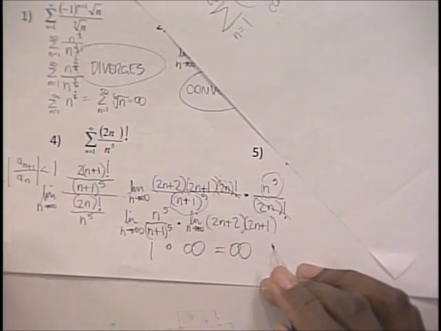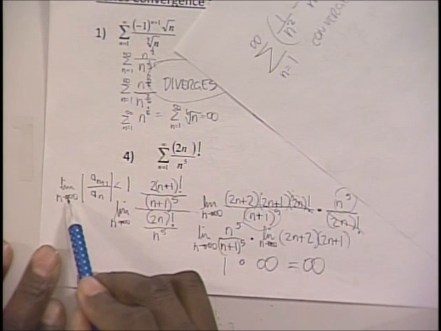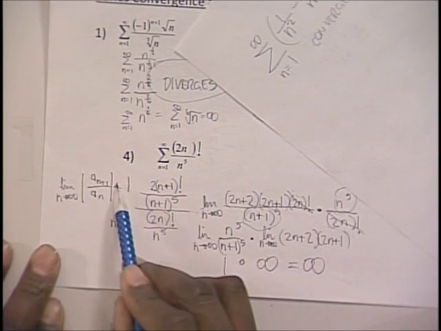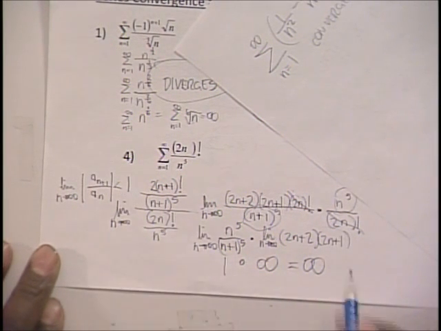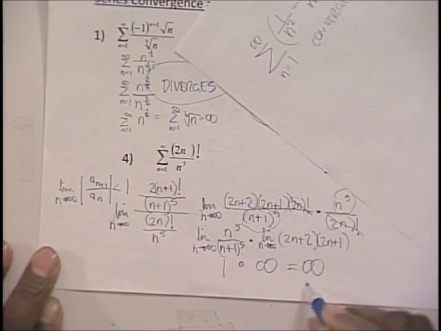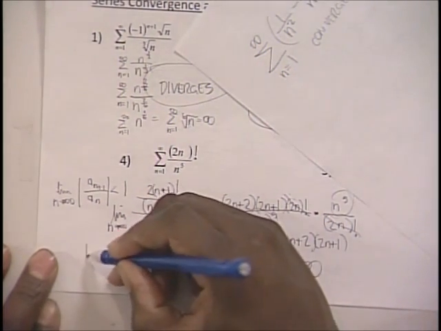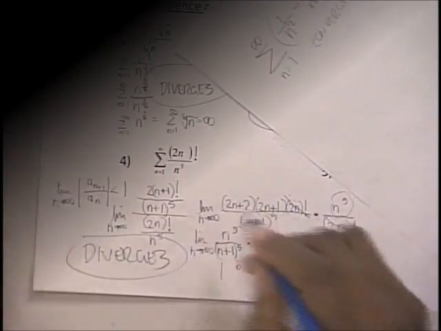And we told you before that if the limit as n goes to infinity of a to the n plus 1 over a to the n is less than 1, your series converges. But if it's greater than 1, your series diverges. Clearly, infinity is greater than 1. So the answer to this is the series diverges. So that's all we have time for.